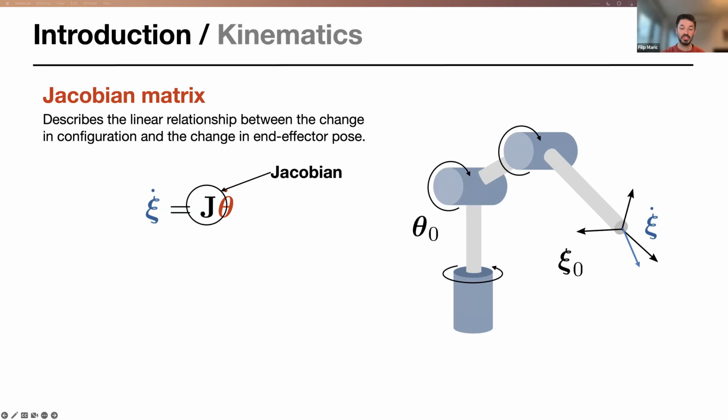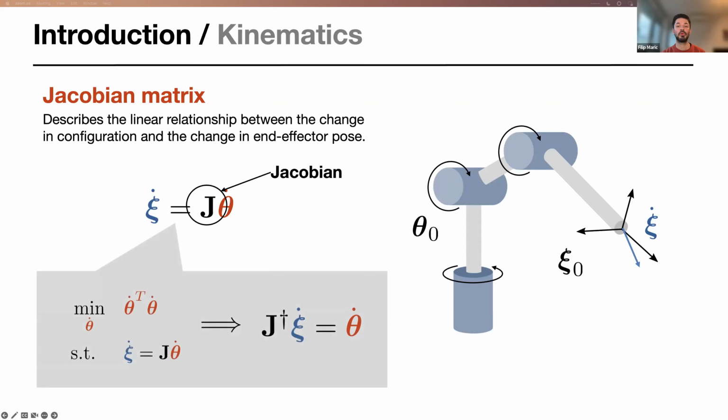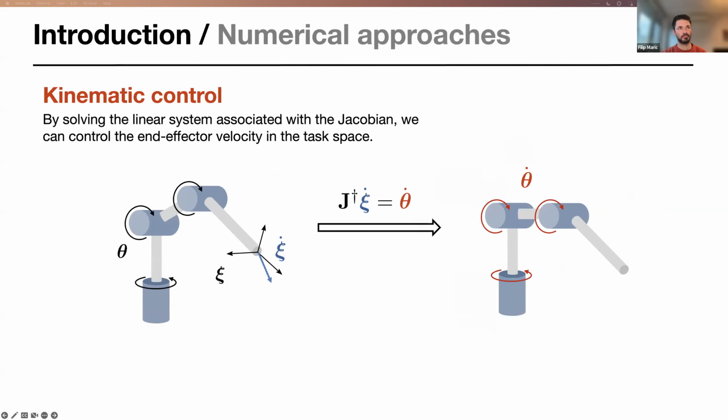Crucially, this system can be solved for a desired target end effector velocity using a simple quadratic program whose solution is basically the Jacobian pseudo-inverse. So clearly, by solving this system, we can find joint velocities that achieve a target end effector velocity. This procedure is known as kinematic or task space control, and variants of this are commonly used in manipulation tasks.